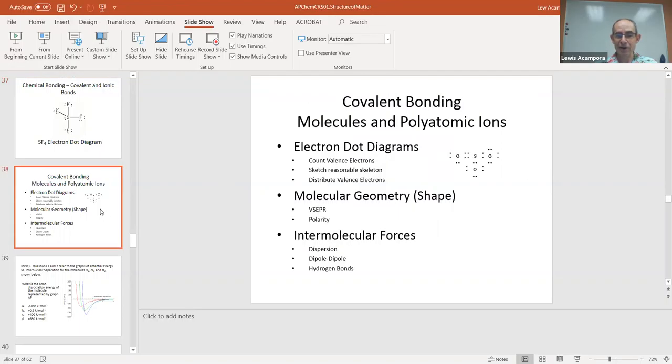the skills you need to know, and there's lots of practice, are to, first of all, be able to draw electron dot diagrams for covalent bonds, to be able to interpret those electron dot diagrams in terms of a shape, using VSEPR or valence shell electron pair repulsion model, and given the shape, to be able to state whether or not a molecule is polar, because that's important when we talk about the intermolecular forces. The intermolecular forces, the forces between molecules. And these are the different types, and we'll talk about those more in a little bit. But these are the important skills you should have.